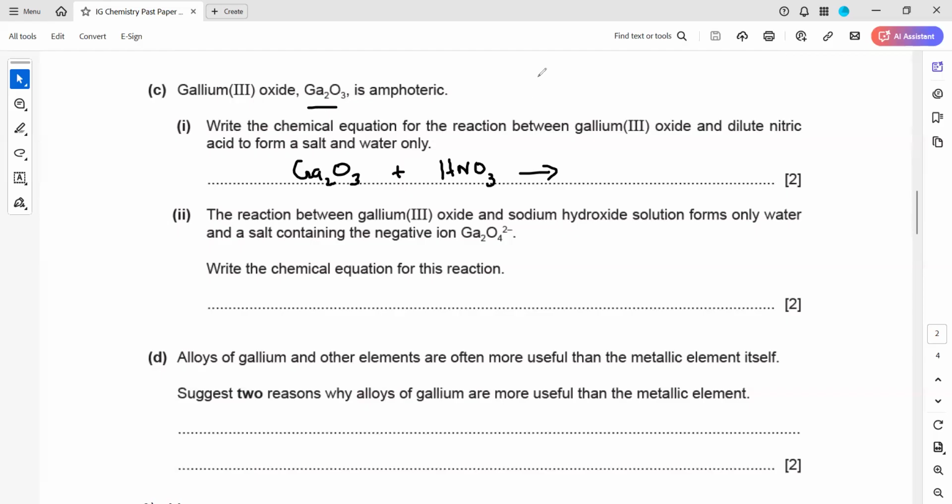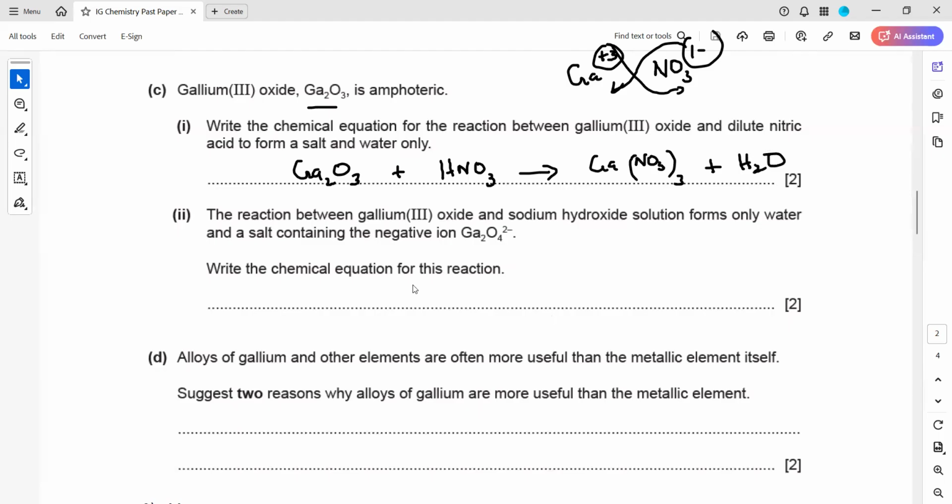So what will be the formula for gallium nitrate? Gallium is plus 3 here. And what is the valency for the nitrate ion? It is -1. You have to learn these valencies for the molecular ions. So this 1 will be multiplied with gallium and 3 is multiplied with nitrate. So gallium nitrate will be Ga(NO3)3, plus water, H2O.